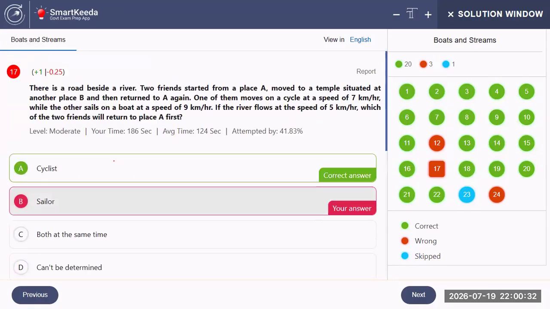This is very important. This sailor wala question is very important. So this I have sailor. Next question.